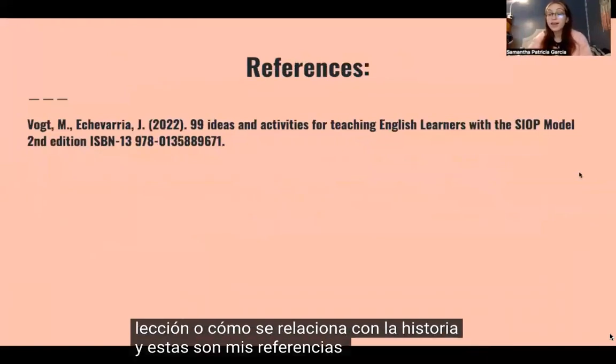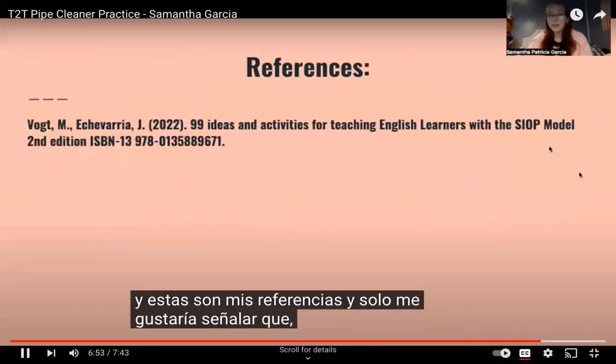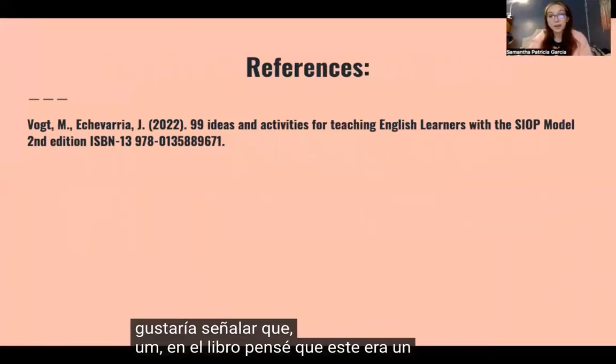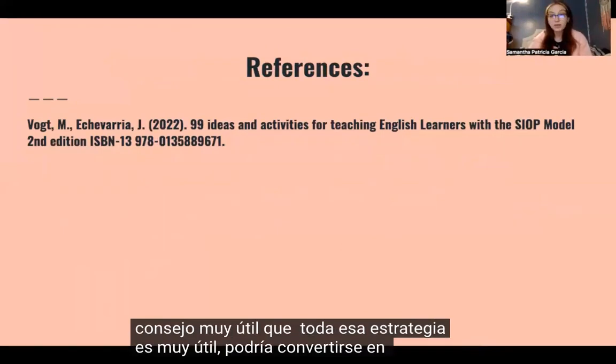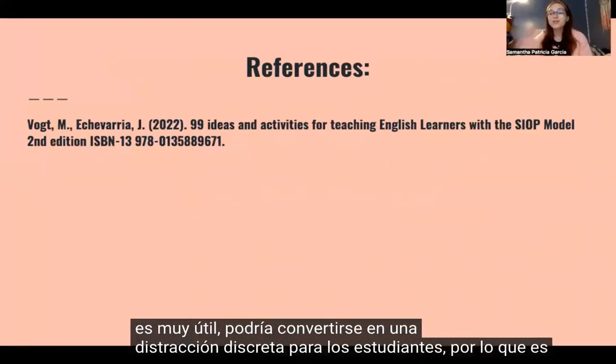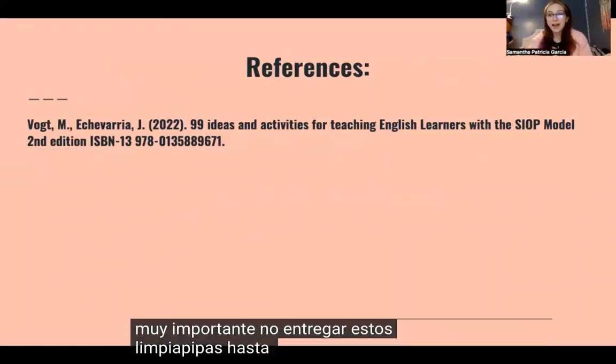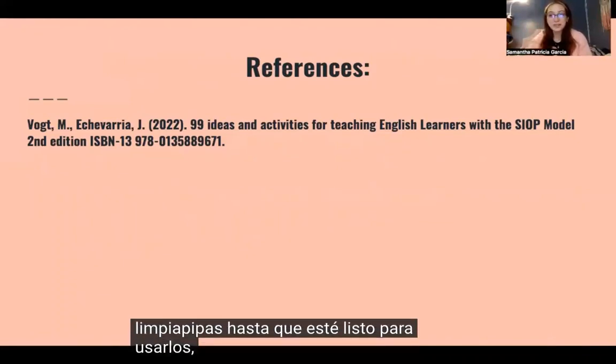And these are my references. And I just would like to note that in the book I thought this was a very helpful tip that although this strategy is very useful, it could become a distraction for students. So it's very important to not give these pipe cleaners out until you are ready for them to be used.